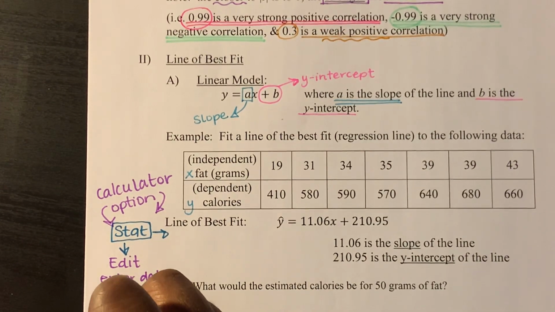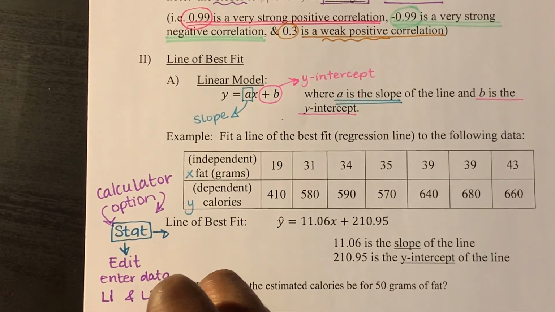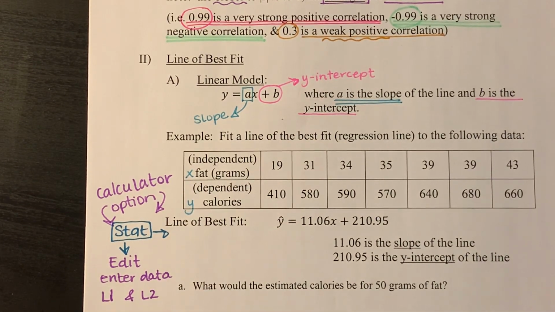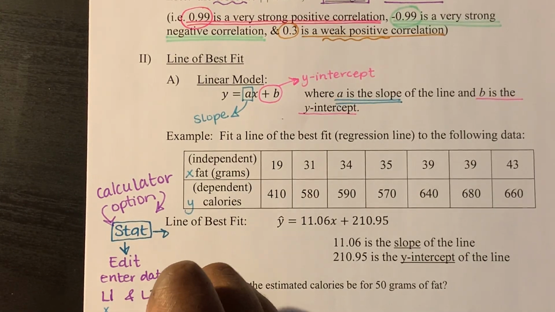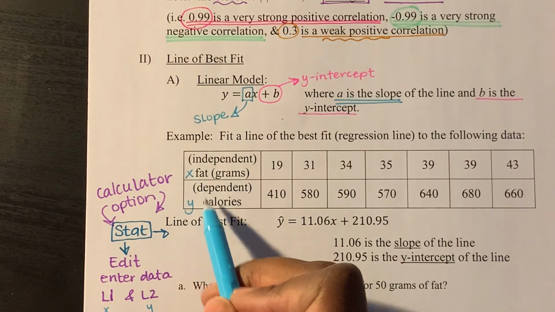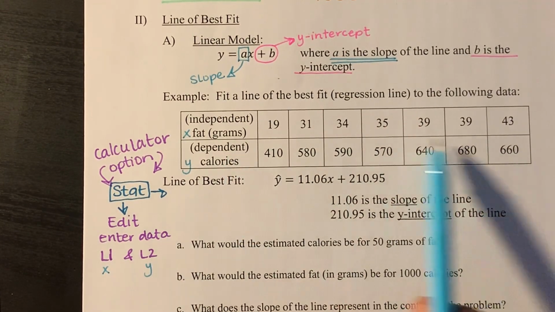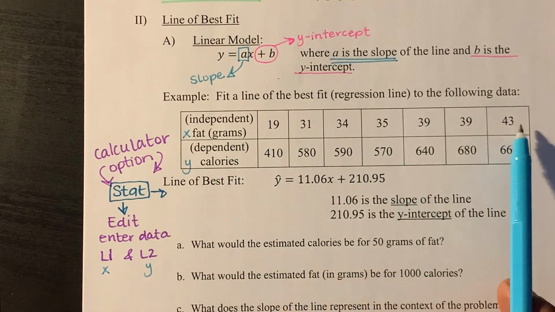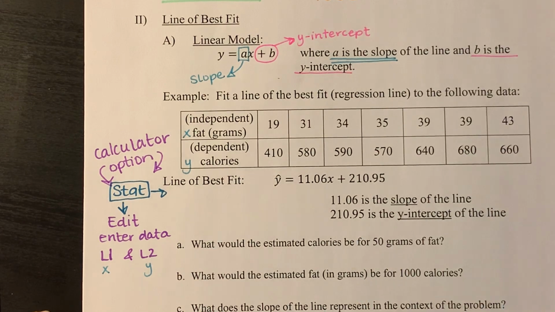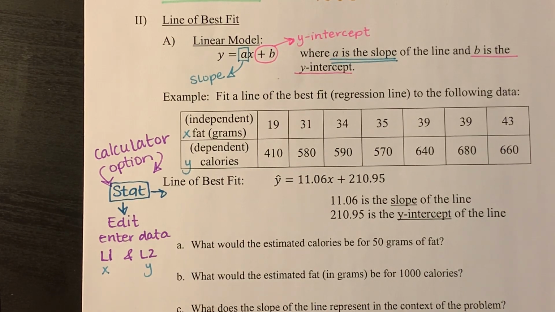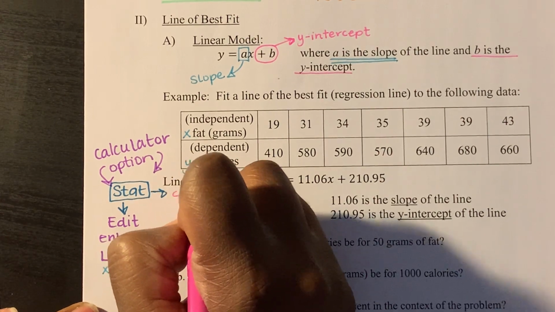I'm going to enter the L1 and the L2 categories this time. L1 is going to be my X, and L2 is going to be my Y, and that's from this table up here. So all my X values are going to go into L1 and all my Y values are going to go into L2. Then the next thing I'm going to do is go back to stat again, and press calc, go under calc this time.